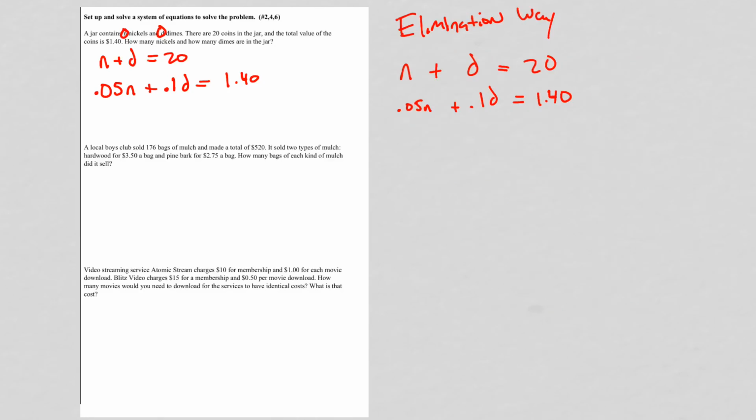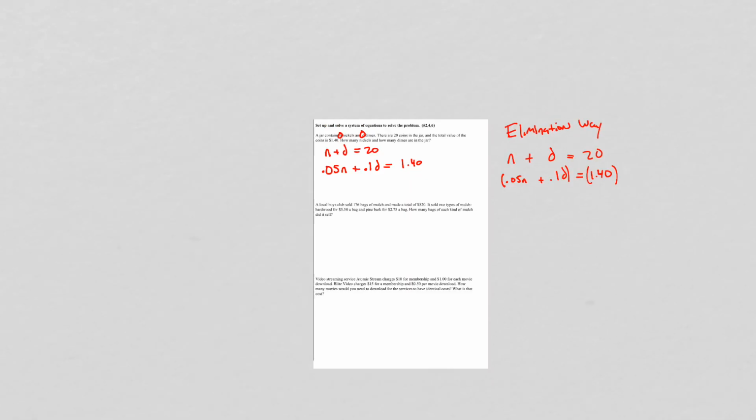So if I do the elimination way, I'm going to have to multiply this bottom equation by negative 20 to get the n's to cancel, because if I do negative 20 times 0.05, I'll get a negative 1. And if I want to get rid of the d's, I'm going to have to multiply this equation by negative 10, because basically 10 dimes go into a dollar, or 20 nickels go into a dollar.